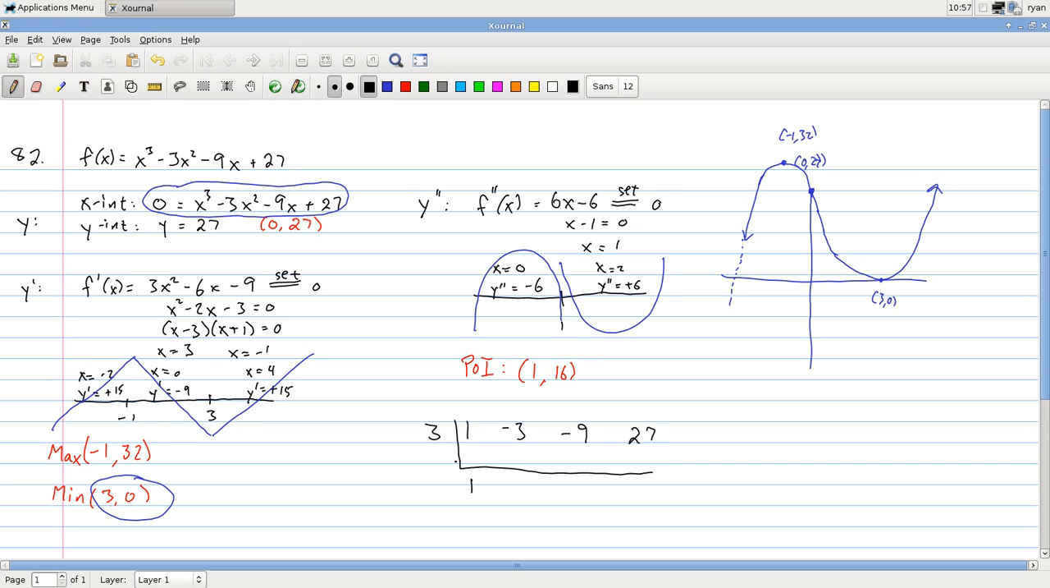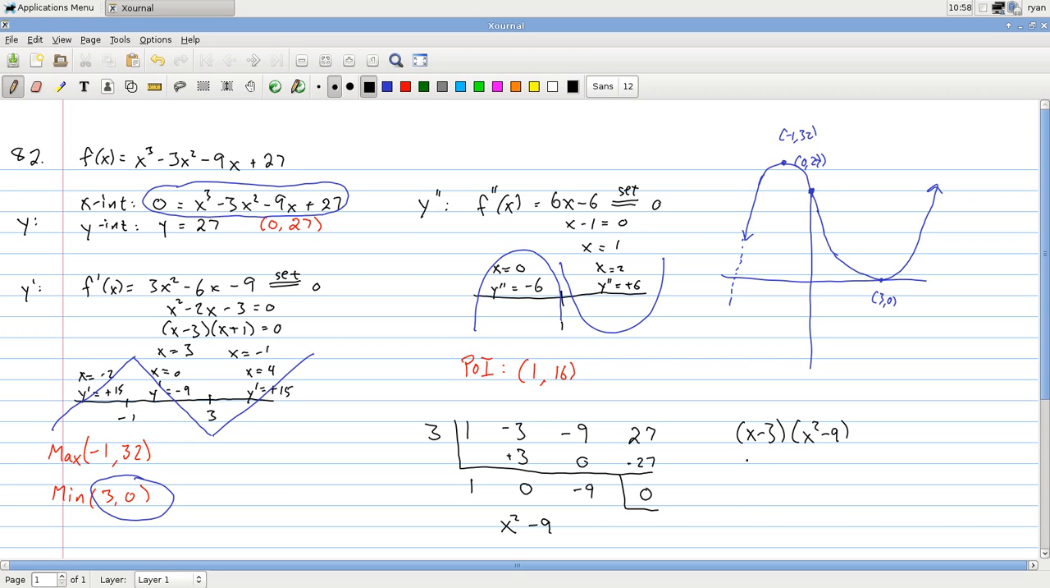So we'll bring this 1 down, multiply by 3, we've got positive 3. Add these together, we have 0. 3 times 0 is 0. Negative 9 plus 0 is negative 9. 3 times negative 9 is negative 27. We add these together, we get 0. Now remember, this 0 is our remainder. So this part right here looks like x squared minus 9. So what we've done is we've factored out x minus 3. So we've taken the original function, we've factored out the x minus 3, and what's left over, our quotient, is x squared minus 9.